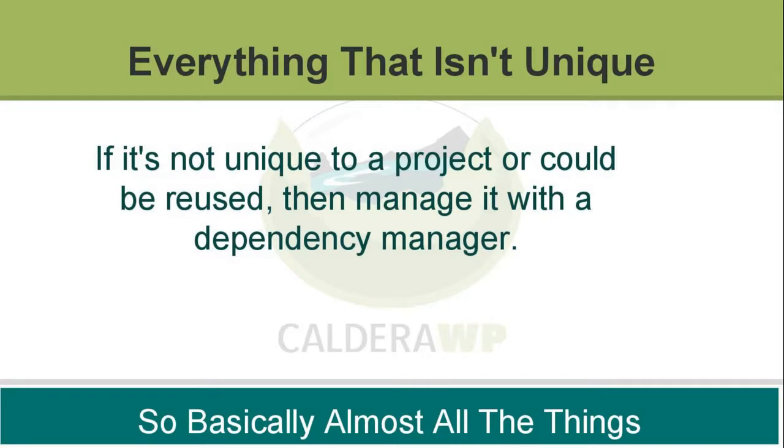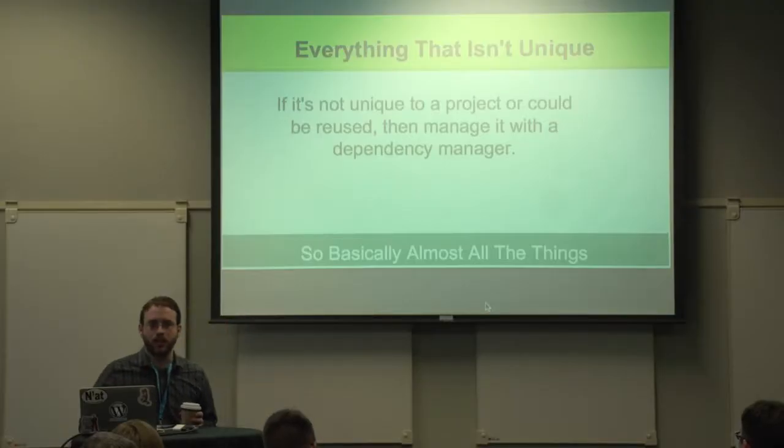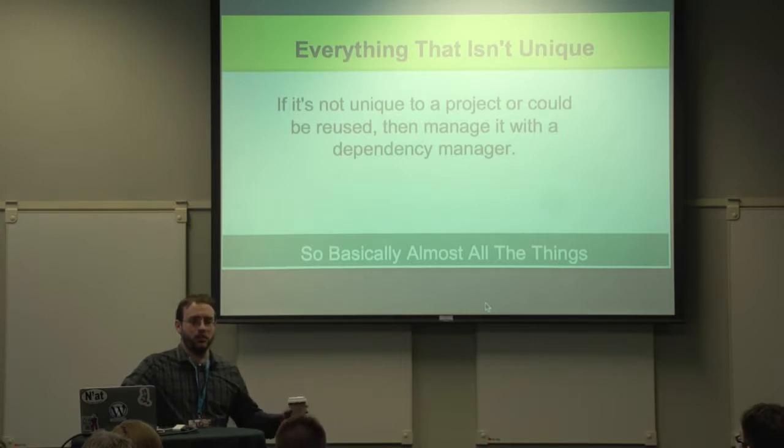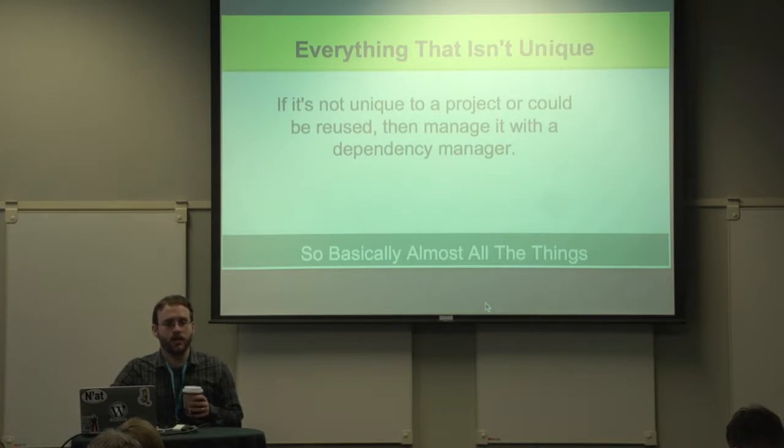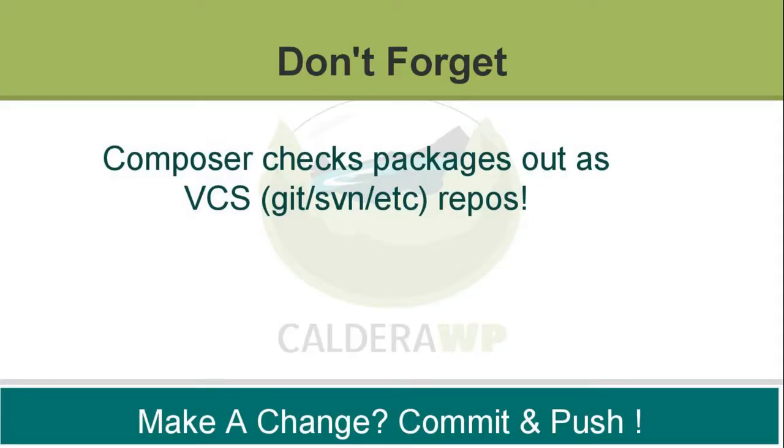Everything that isn't unique to this project could be reused. Use a dependency manager. So this is basically all the things. It's not all the things, but it's basically all the things. And that's the distinction: uniqueness to what I'm doing in this project. Even if I'm writing it for this project, it might not qualify as unique to this project because I'm probably going to reuse it. And don't forget, Composer checks packages out as a version control repo.